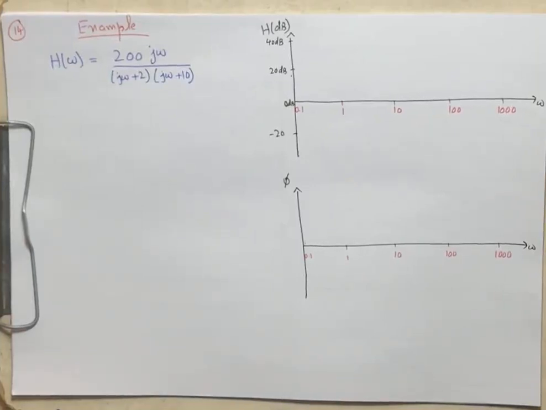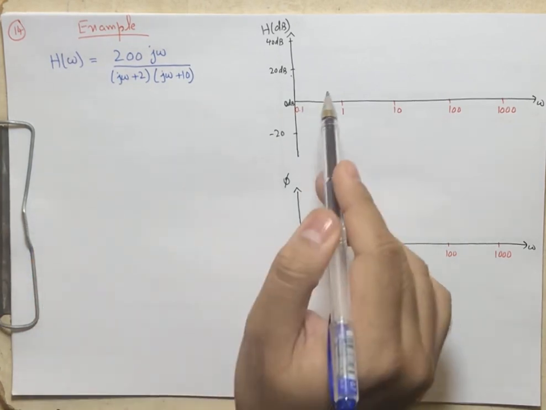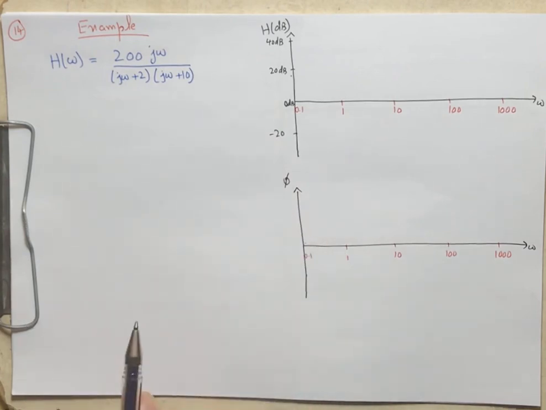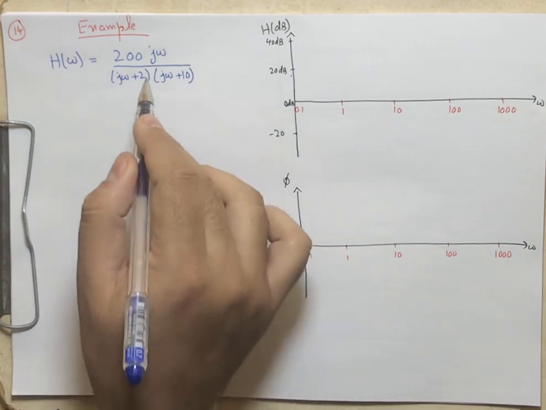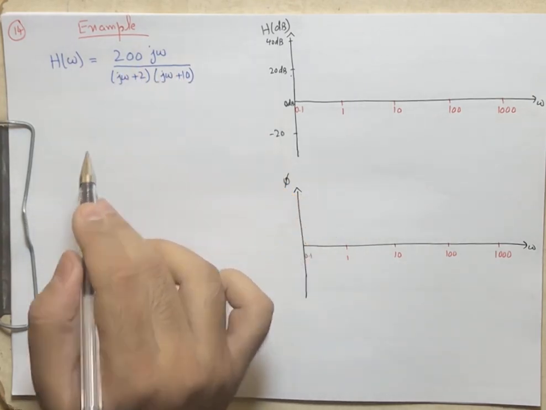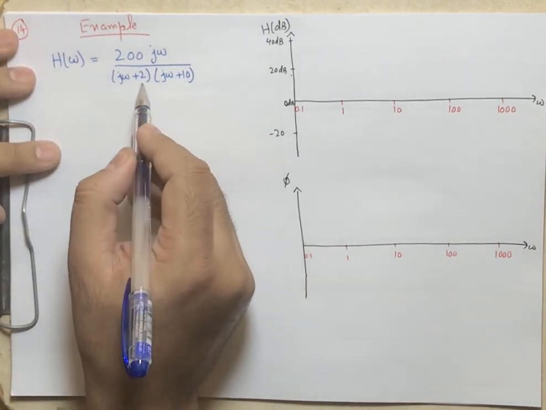Okay, so now we have this example in which your H of omega, your transfer function, is given to us as 200 j omega over (j omega plus 2) into (j omega plus 10). First things first, in order to plot the magnitude and the phase plot of this transfer function, we have to convert this whole equation into a standard form.